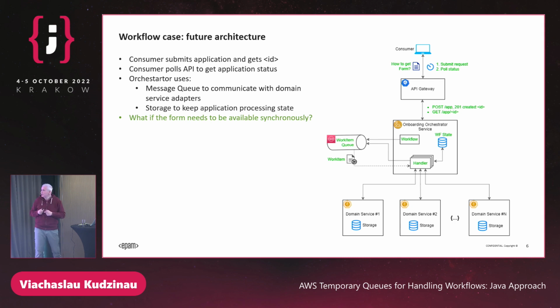So with some certain ID, so here we have an ID returned to us, the ID of our submission form, and then we can poll and get some status by ID. We get the status back, and our orchestrator actually will start a workflow, will do asynchronous communication with domain services using handlers. In the queue we will be having a work item, and our workflow state will be kept in our own storage.